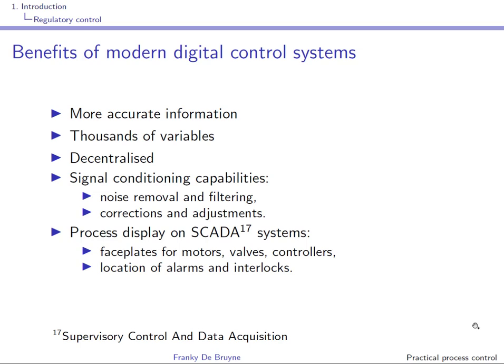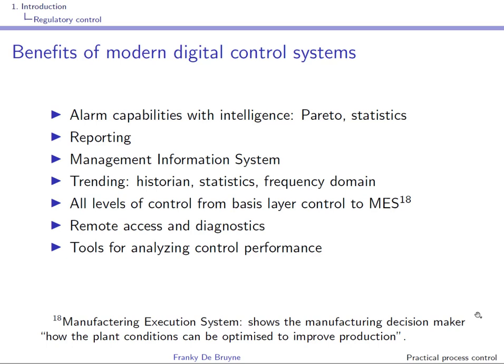In the case of Siemens, it is the Windows Control System, WinCC. You can interact with the system through faceplates for motors, valves, controllers, and the alarms pop up and they make it easy for you to locate the problem or the interlock. The alarms come with occurrence statistics so that you can do a Pareto analysis: if you tackle 20% of the most frequent alarms, you can correct 80% of the underlying problems.